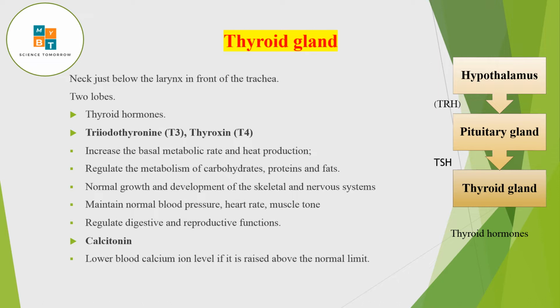In addition to thyroid hormone, the thyroid will secrete calcitonin. This is the hormone which acts on calcium level, and it will reduce the blood calcium if the level is raised above the normal limit. And please remember, if the level is not above the normal limit, it won't lower it. But it will lower the blood calcium level if it is more than the normal limit. And that is about the thyroid gland.